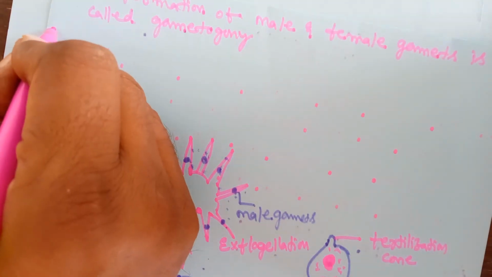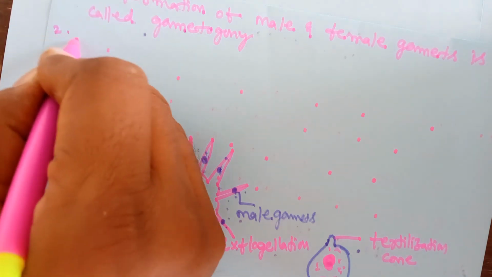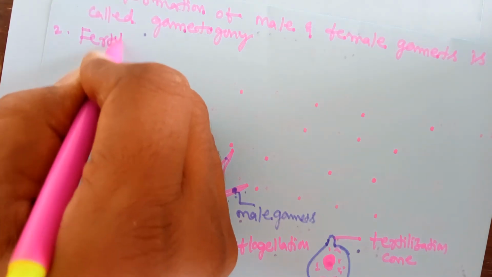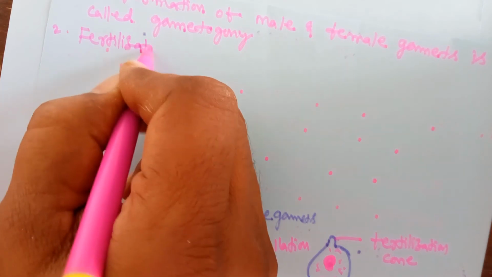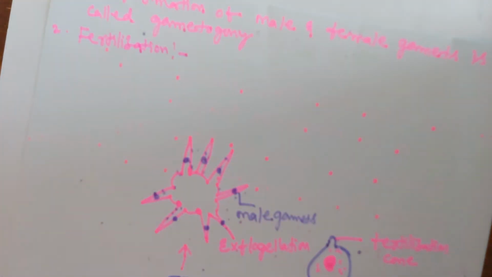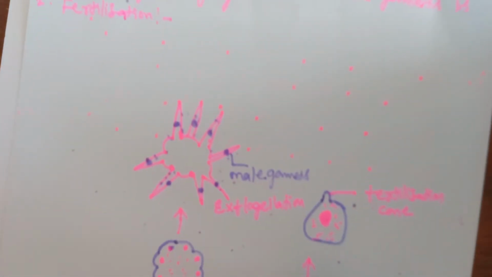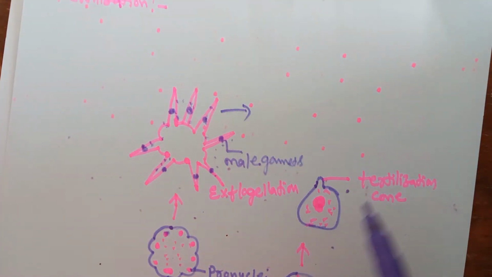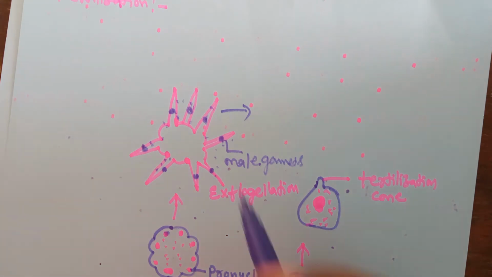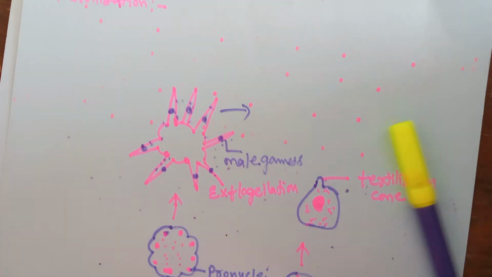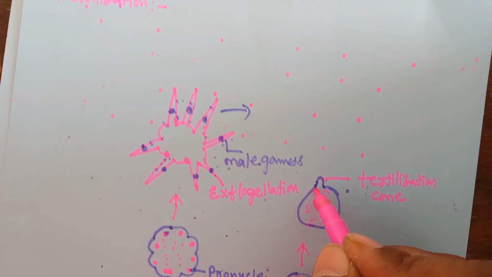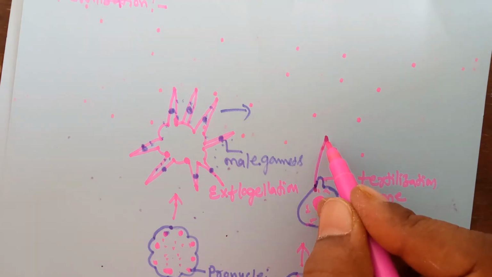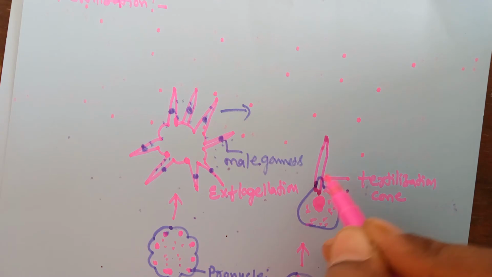Next, the second step is fertilization. How do the male gamete and female gamete fertilize? One male gamete cuts off from the body, goes through a lashing movement, and makes contact with the female gamete.